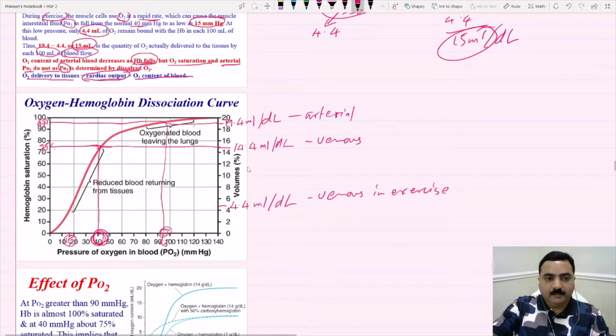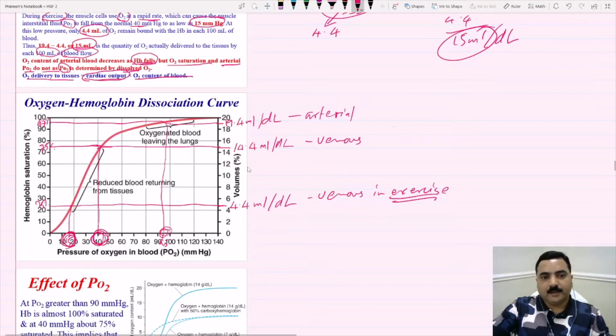By the time it falls down to around 15, what happens? You will get around 25 percent saturation, and 4.4 ml of oxygen in the venous blood during exercise. This is the lowest partial pressure that can be attained by the tissues. During exercise, it can fall as low as 15.